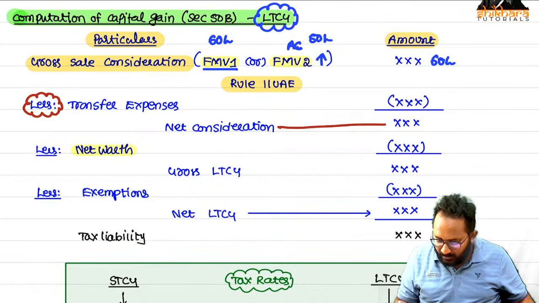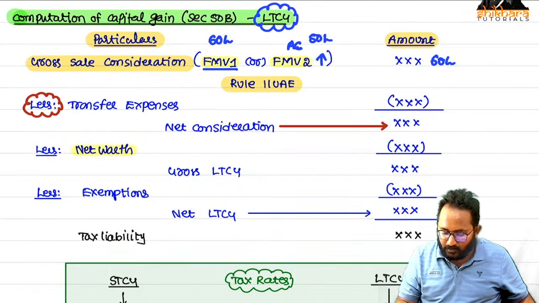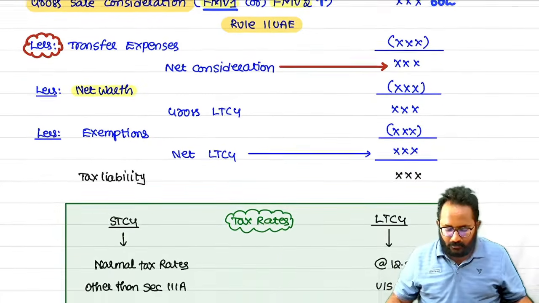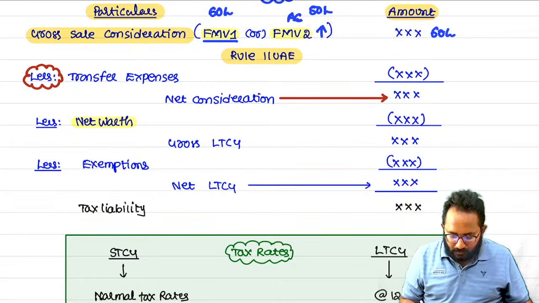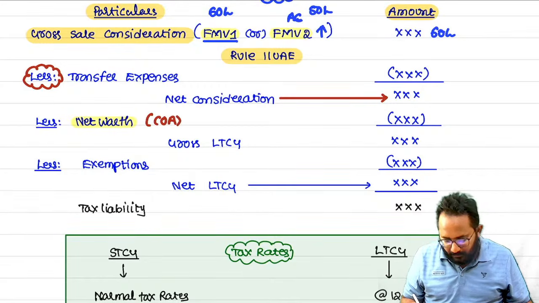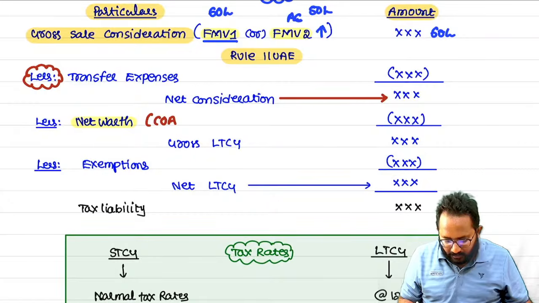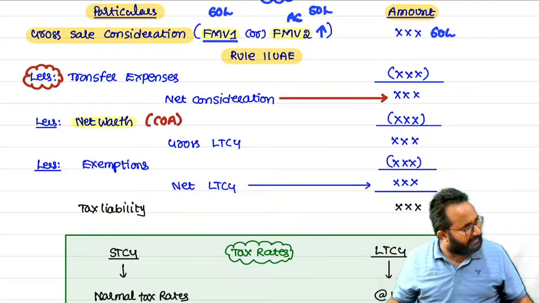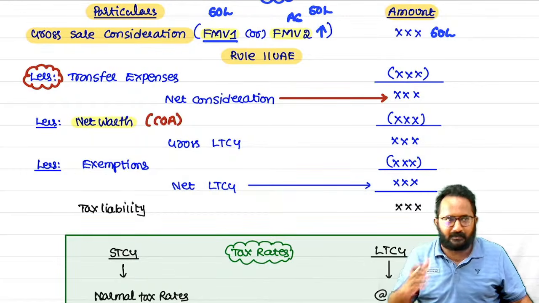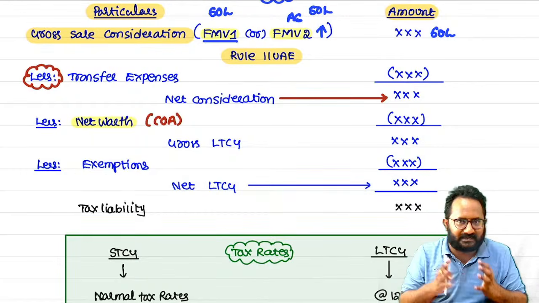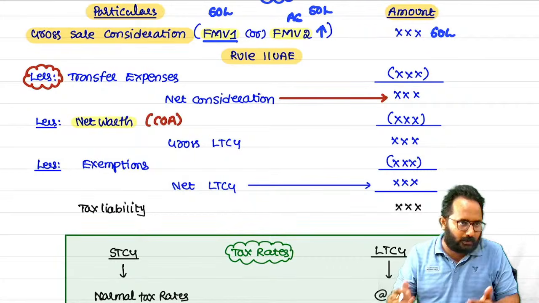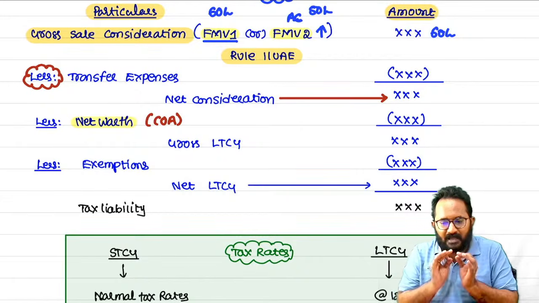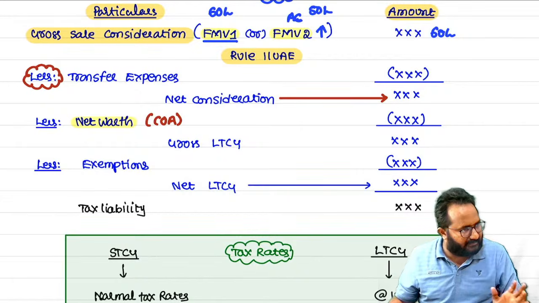Then you will get the net consideration. Even though it is a long-term capital asset or long-term capital gain, here we have to take the cost of acquisition only. Remember, in case of slump sale, there is no concept of indexation. In your examination question, even though they give the cost inflation indexation factors, simply ignore that, because in slump sale computation, they are not giving any indexation benefit.